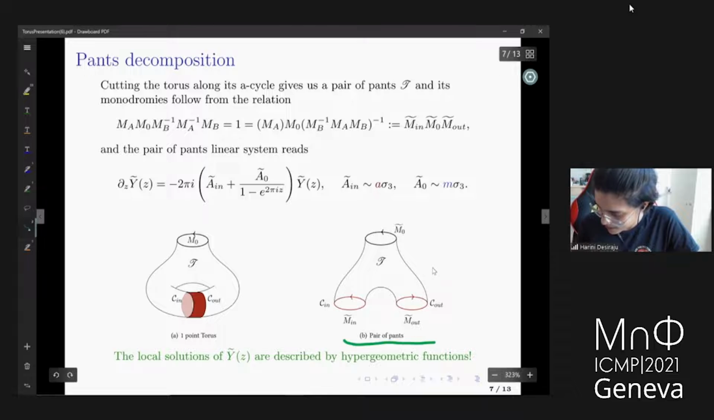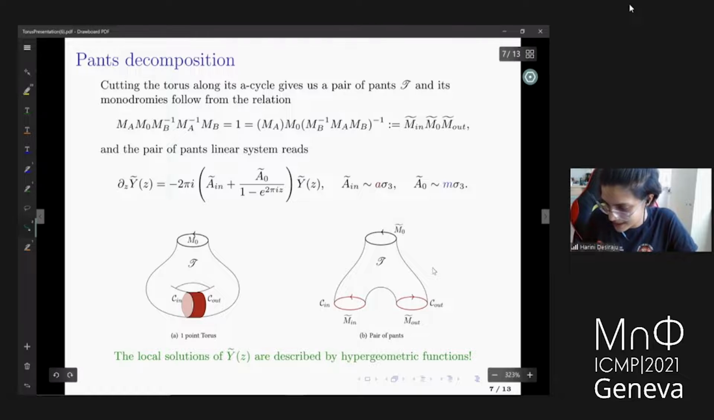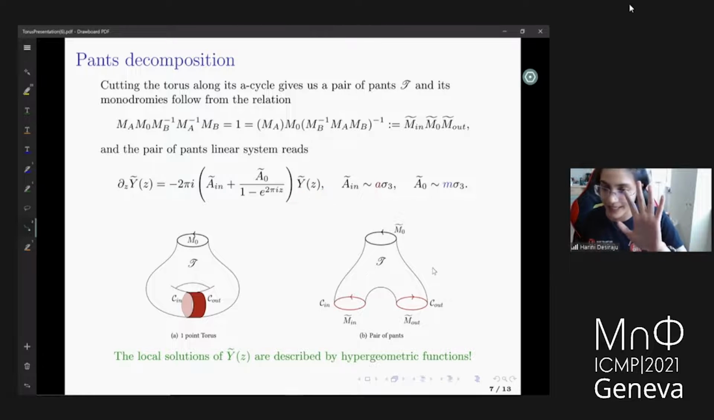To this pair of pants, I can associate a linear system, which is here. If it looks slightly weird, it's because I'm writing it in cylindrical coordinates, and that's it. Okay, so there is an associated linear system to the pair of pants, and the remarkable fact is that y tilde here is simply the Wronskian of hypergeometric functions. As I promised before, at the end, I want to see the transcendent on one side and hypergeometric functions on the other side. So this is where this explicitness of the tau function is coming from.